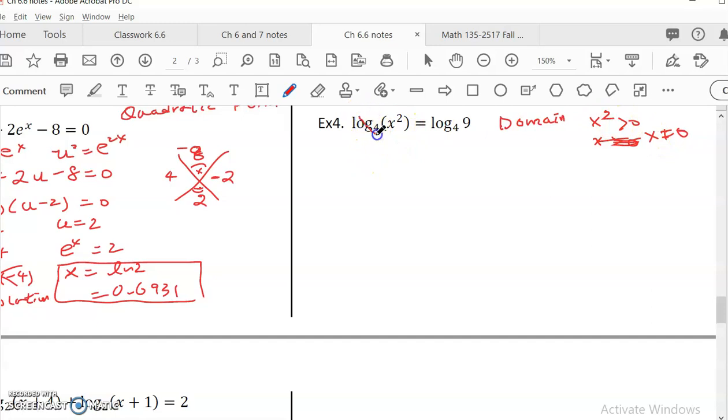So now because they're both log, 1 log, you say x squared equal to 9. x is equal to plus and minus square root of 9, equal to plus and minus 3. And they have 2. I have 2. And so x equal to 3, x equal to negative 3, because both of them are in the domain.